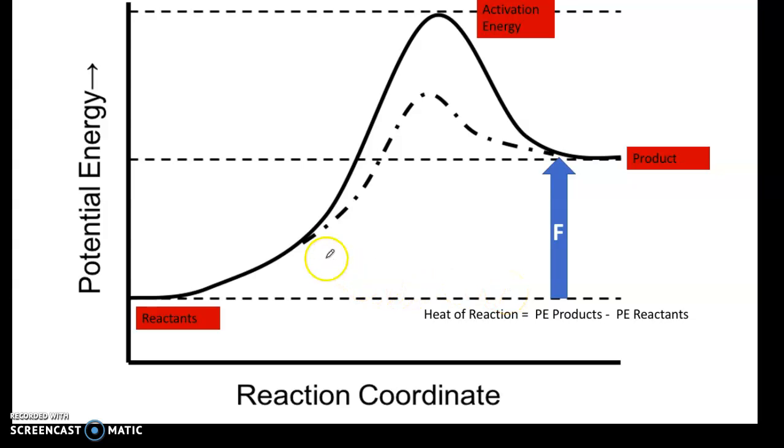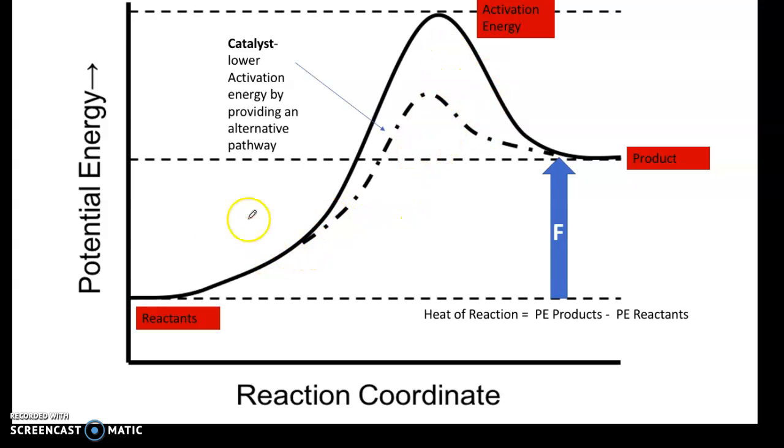Now, as we can see, this dotted line right here is our catalyst. Our catalyst, like I said yesterday, lowers our activation energy by providing an alternative pathway. So our catalyst is not changing our reactants or our products. It's just causing the hump to be lower. And by making the hump lower, we now have a shortcut to get to our products. It's not changing the products, it's not changing the reactants, it's just taking less time.